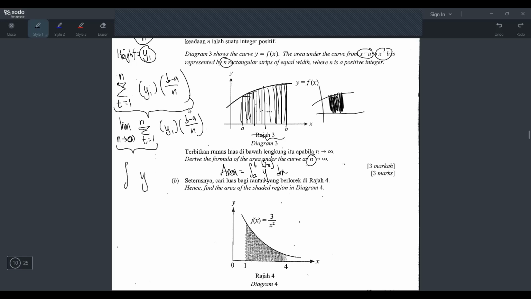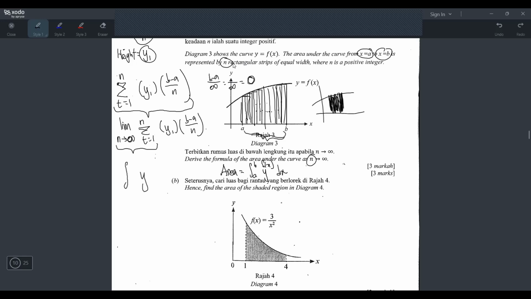And as for the b minus a over n, it's actually the distance from here to here. But what's going to happen if n is approaching infinity? It means you are taking b minus a divided by infinity. But b minus a is just going to be a random number. What happens when you divide a random number by infinity? You will get 0. Anything divided by infinity is 0.